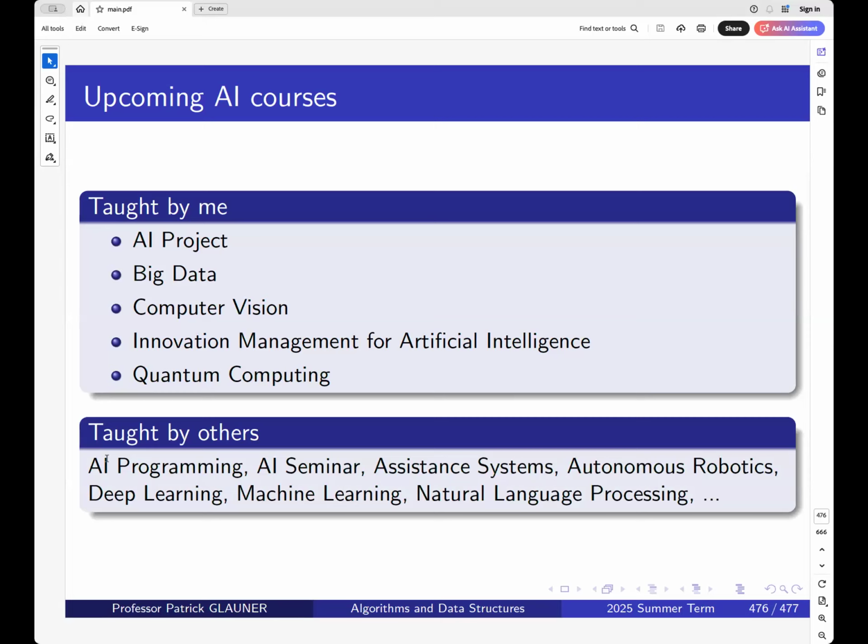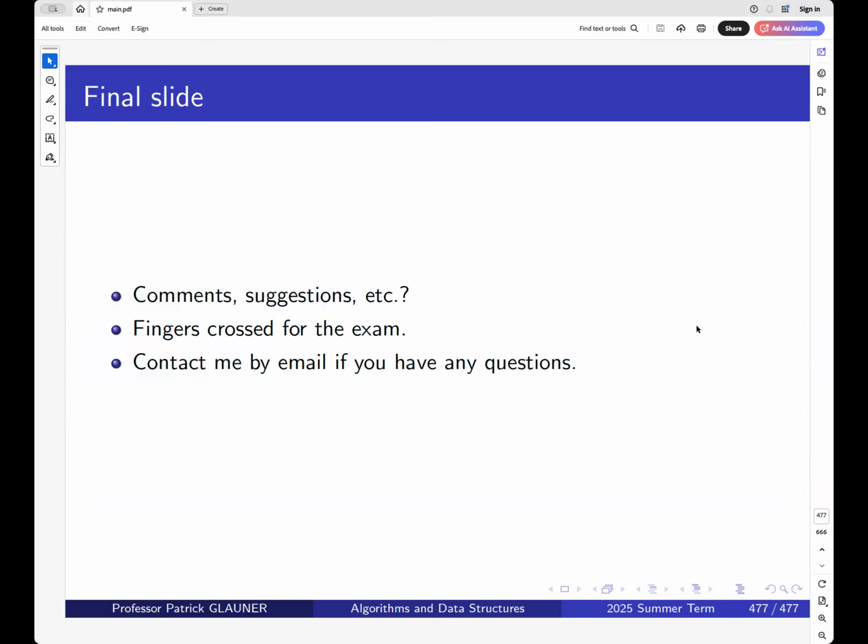And there are obviously lots of other AI courses if you're enrolled in our AI programs, like AI programming, AI seminar, assistance systems, autonomous robotics, deep learning, machine learning, natural language processing, and so forth. And I think these courses in total will give you a very good background in AI, and I hope you have enjoyed this course and learned lots of new stuff.